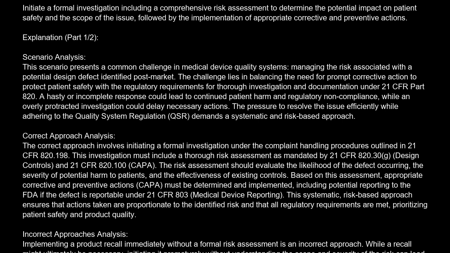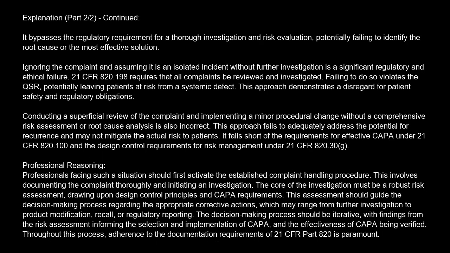While a recall might ultimately be necessary, initiating it prematurely without understanding the scope and severity of the risk can lead to unnecessary disruption, cost, and potential loss of market confidence. It bypasses the regulatory requirement for a thorough investigation and risk evaluation, potentially failing to identify the root cause or the most effective solution.